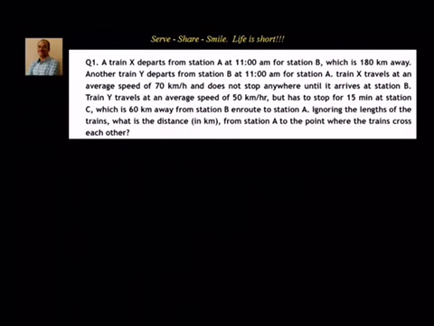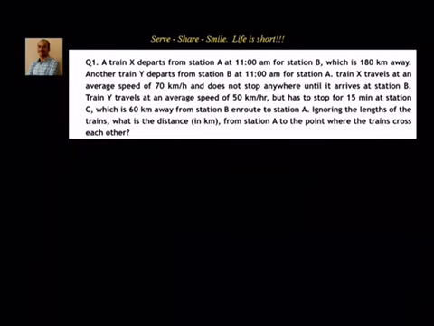Train X travels at an average speed of 70 km per hour and does not stop anywhere until it arrives at station B. Train Y travels at an average speed of 50 km per hour but has to stop for 15 minutes at station C, which is 60 kilometers away from station B en route to station A. Ignoring the lengths of the trains, what is the distance in kilometers from station A to the point where the trains cross each other?